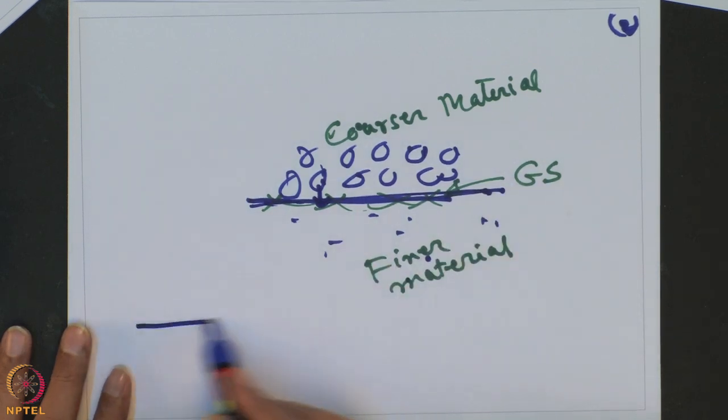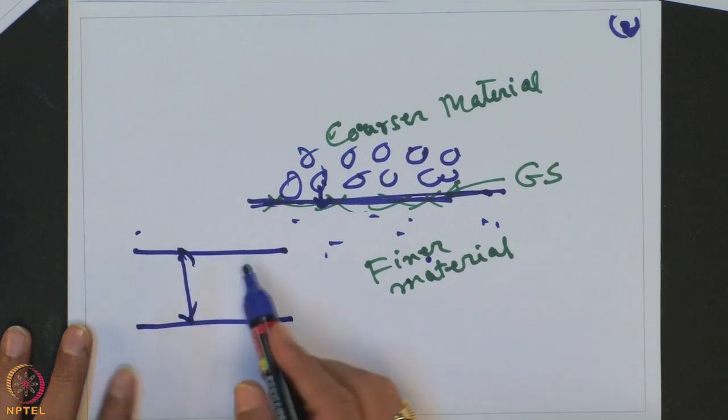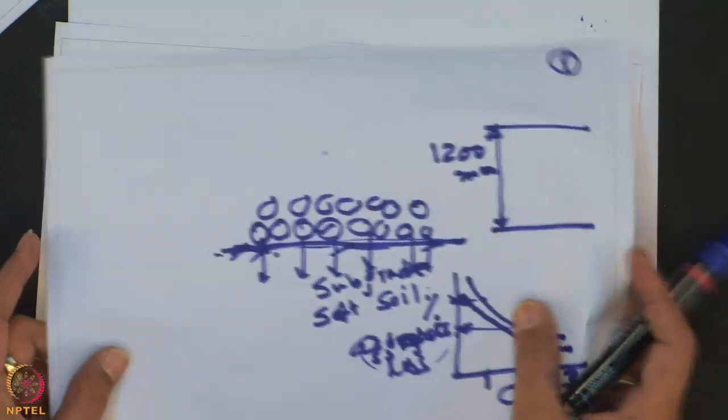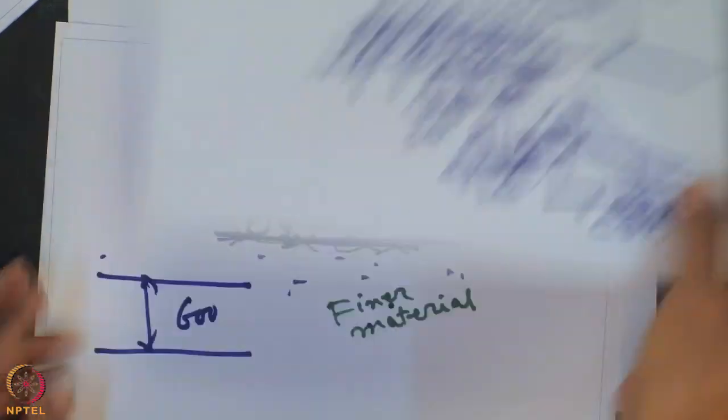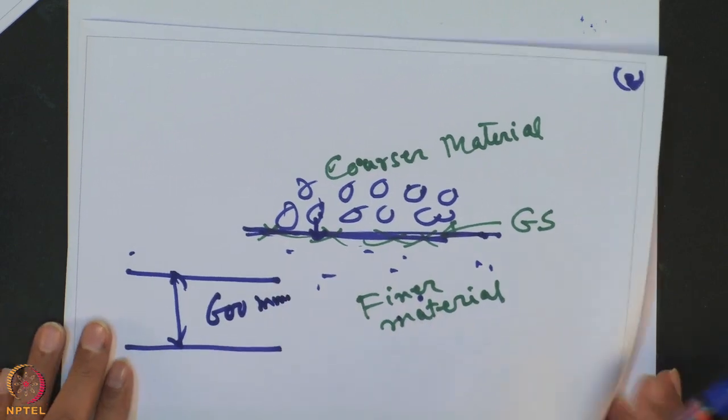And now if you design, then the thickness of the pavement, which was 1200 millimeter in the conventional method, is reduced to 600 millimeter. So you can save money, you can save time for the construction of the pavement. So here geosynthetic material acts as a separation.